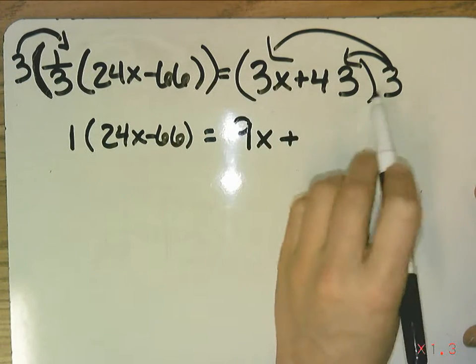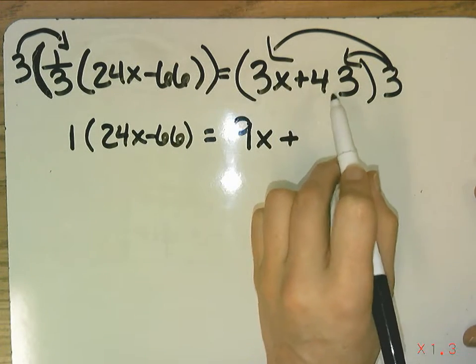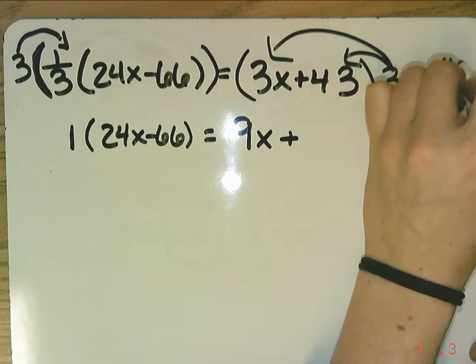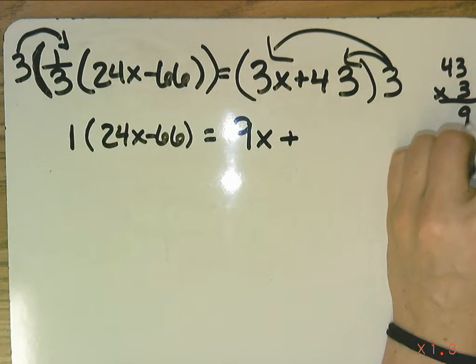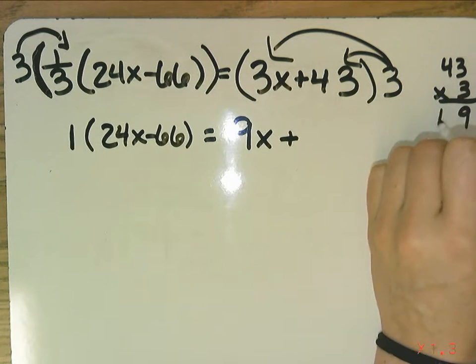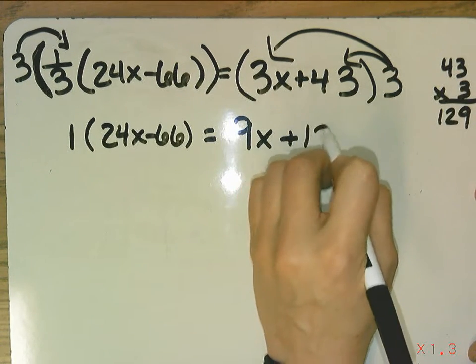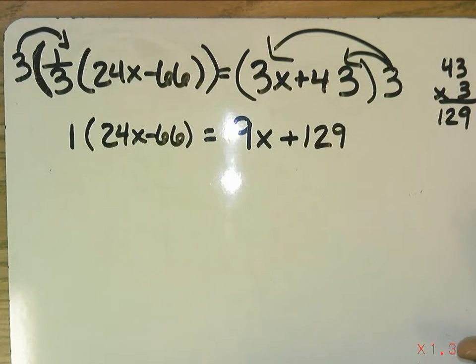And on the side, I'm going to do some side math to figure out what 43 times 3 is. 43 times 3. 3 times 3 is 9. 3 times 4 is 12. So I have plus 129.